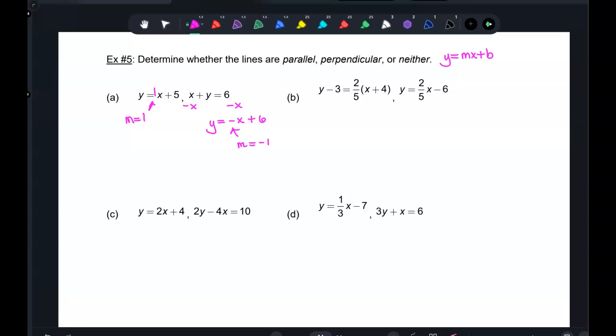Okay, so they're not parallel. What happens if we flip 1? If I take 1 over 1 and flip it, it just stays 1 over 1. But it's negative 1, though. They're opposite reciprocals. Okay, are they the same? No. So perpendicular. Yes, these are perpendicular.